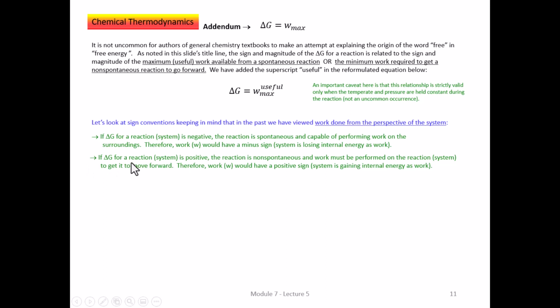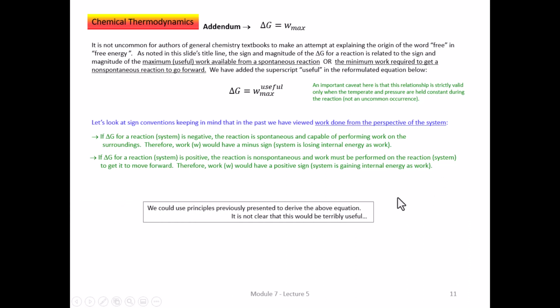If deltaG for a reaction is positive, then this work term is positive. The reaction is non-spontaneous and work must be performed on the reaction to get it to move forward. Therefore, work would have a positive sign because the system would be gaining internal energy as work.